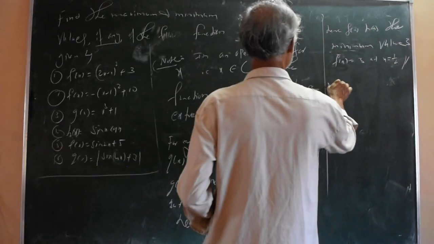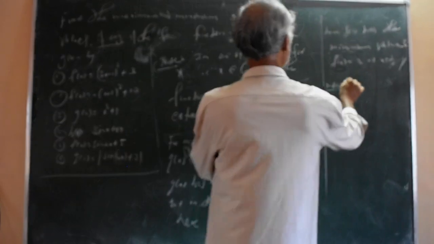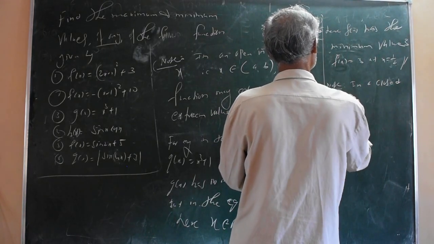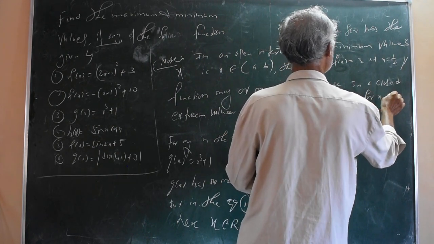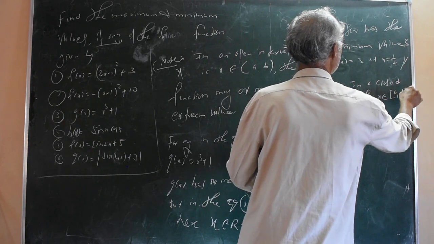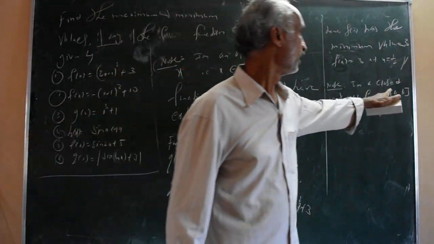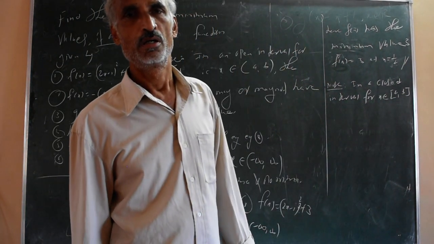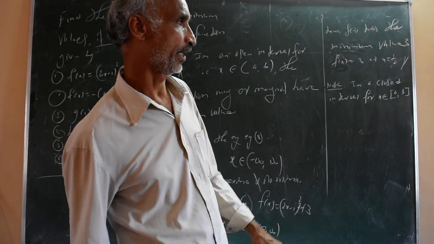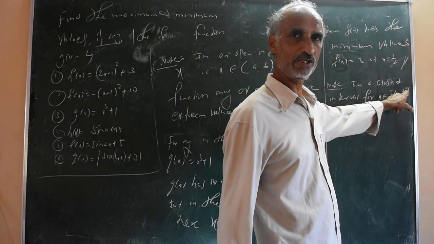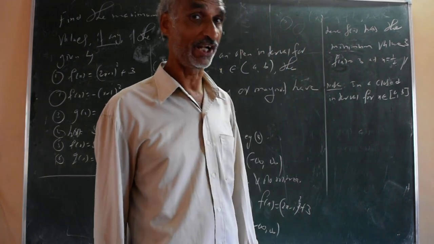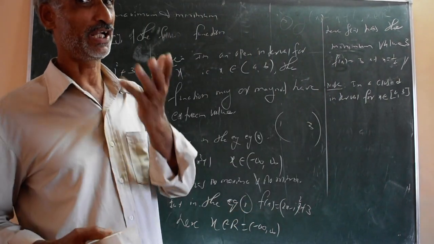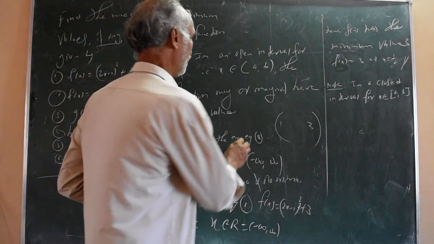Let's take one more. In a closed interval, x belongs to a closed interval with a definite smallest value for x and a definite largest value for x. In the closed interval, there is a definite maximum value for x and a definite minimum value for x. In an open interval, for example the open interval 1 to 3, the maximum value of x is not possible to tell.